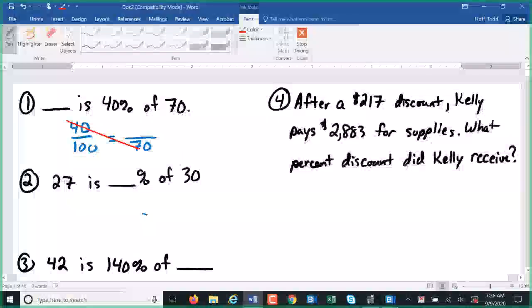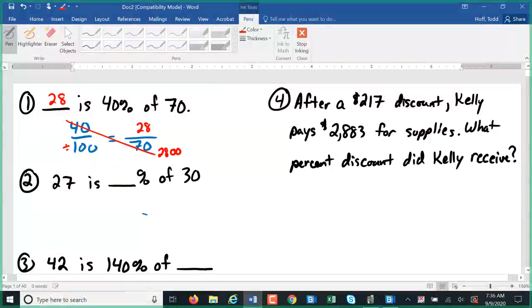So 40 and 70 are diagonal. We multiply those to get 2,800, and we divide by the 100 to get 28. So 28 is 40% of 70.